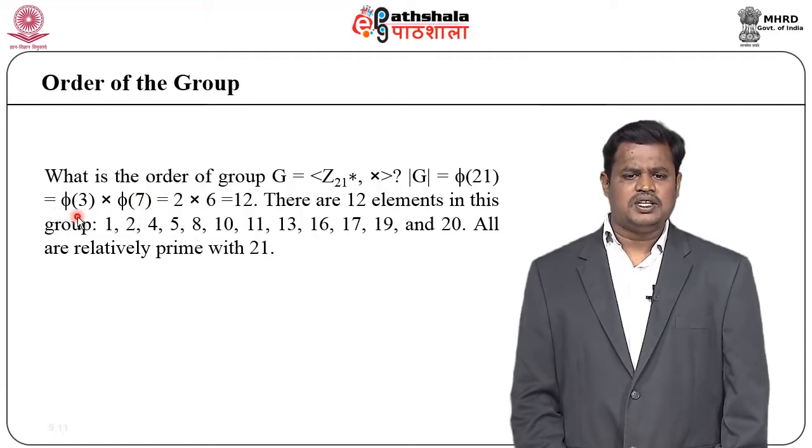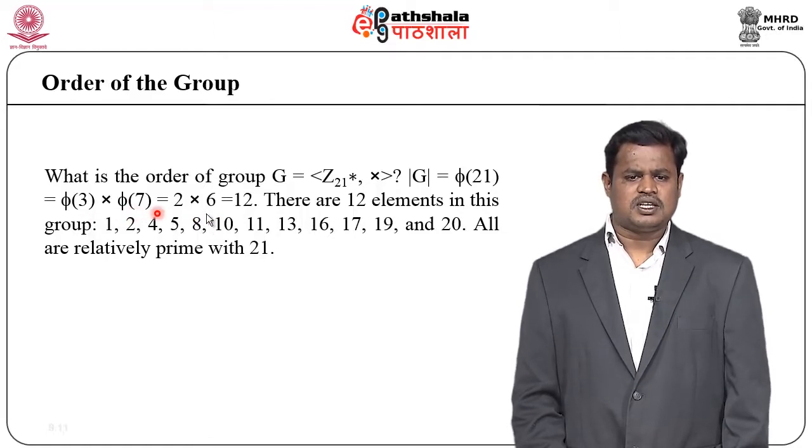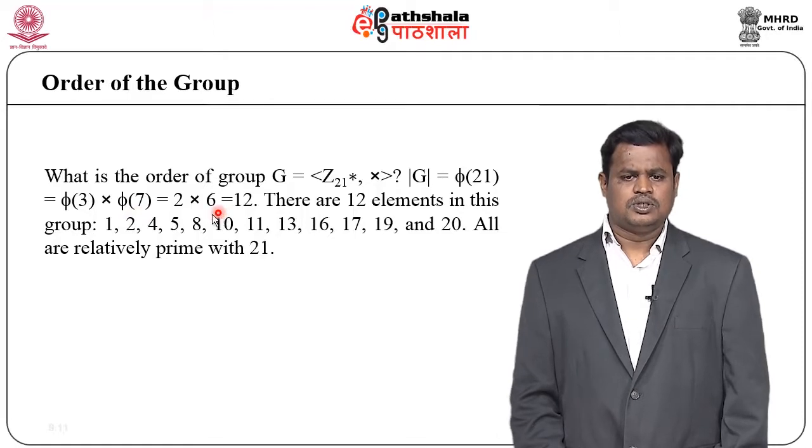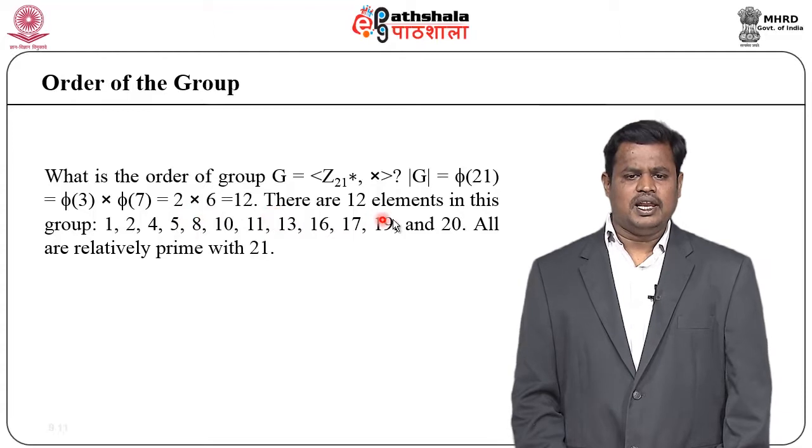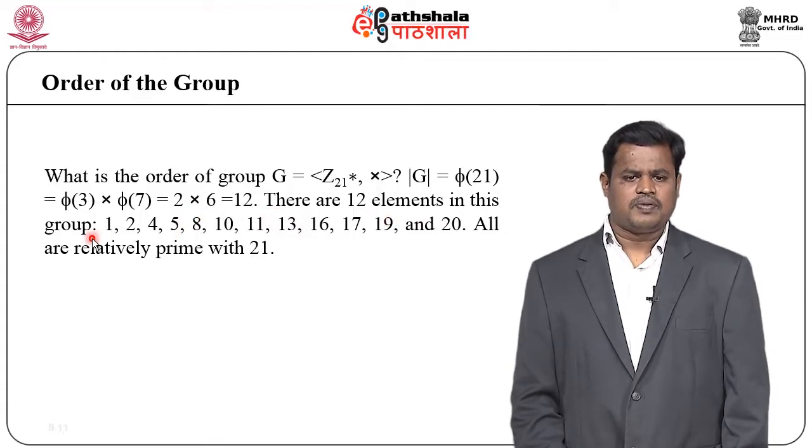So, phi of 3 is equal to p minus 1. What is p here? p is 3, and 3 minus 1 is 2. Similarly, phi of 7 is 7 minus 1, that is 6. So, 2 into 6 is equal to 12. So, there are 12 elements in this group. So, we are finding the order of a group. We say 12 elements are there in this particular group.